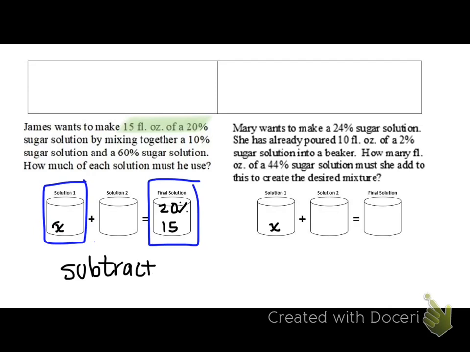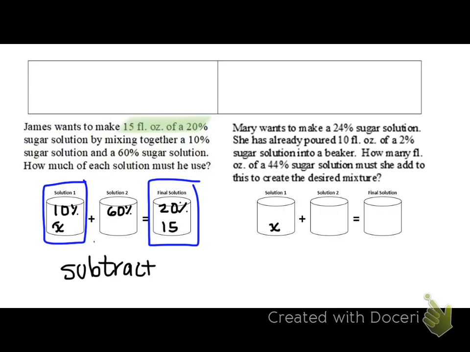The next part, it tells us by mixing together, so we want to be able to find the percentages of these. By mixing 10% of one, whatever that happens to be, so we can put that in our first box, and 60% of the other. Okay? So we're just missing the second part of that equation. We're missing this bottom portion of this equation.